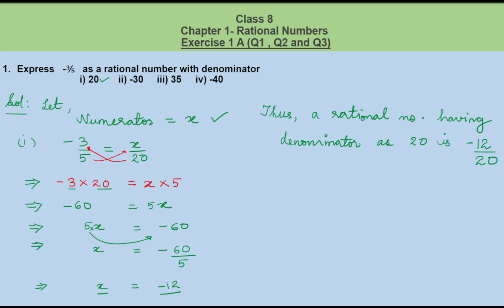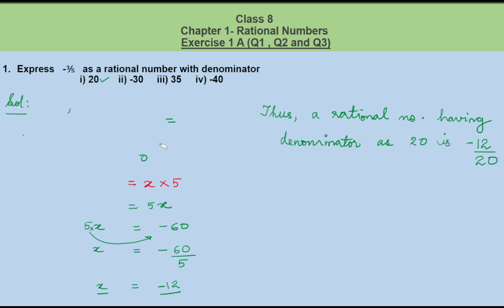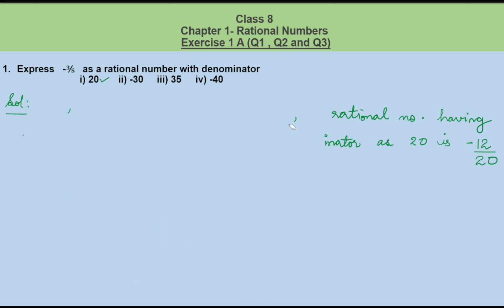Now let us solve the second part of it. Let me quickly rub this out. Everything remains the same, children. We are going to follow the same steps here, only the numbers for the denominator are different. I'll solve the next one, that is minus 30, and I hope you can solve the next two on your own. Do give it a try.